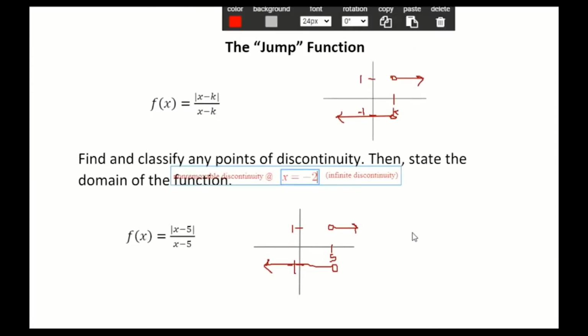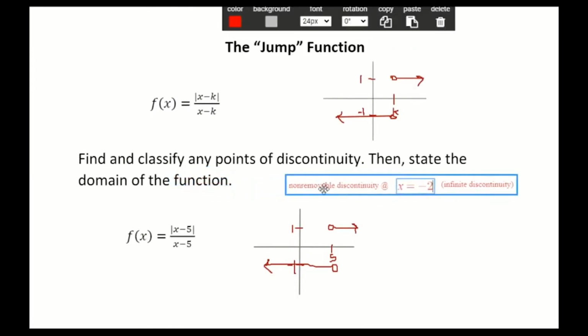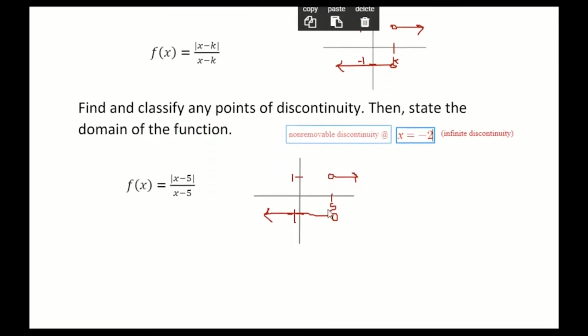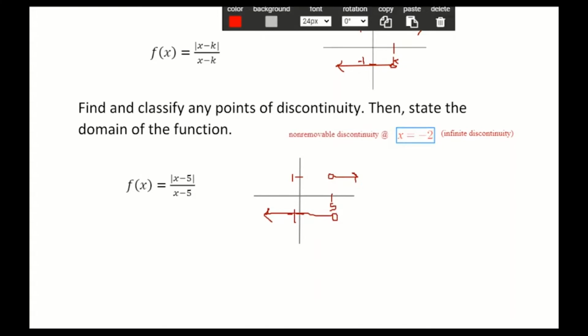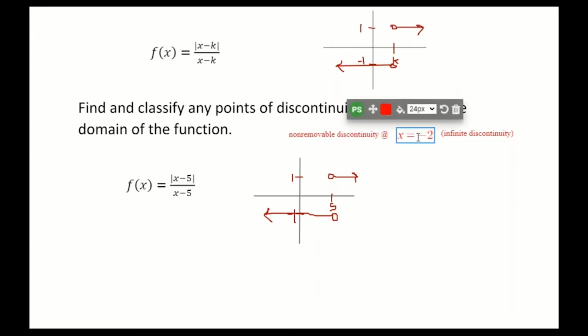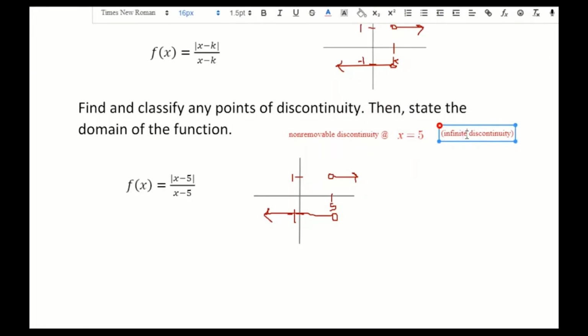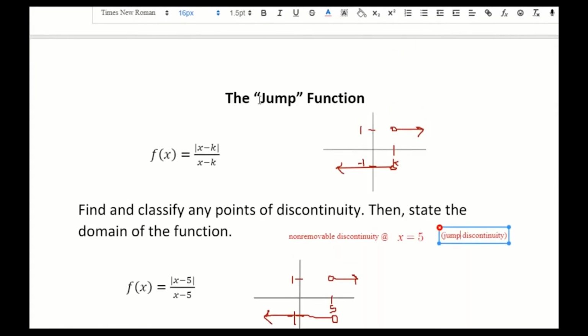All right, so what we have here is a non-removable discontinuity, right? Because I have to move more than one point to make it continuous. And it's going to be at x equals 5. And it's not an infinite discontinuity like that last one. This is what we call a jump discontinuity. Kind of fits, we're calling it a jump function. That's like your huge clue here.